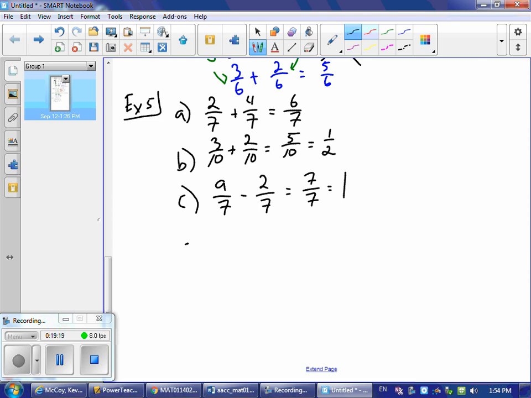Okay, one more. If I have 5 out of my 3 pieces and I subtract 1 out of my 3 pieces, I should now have left 4 out of my 3 pieces. Okay, so I'll actually have more than a whole left over.